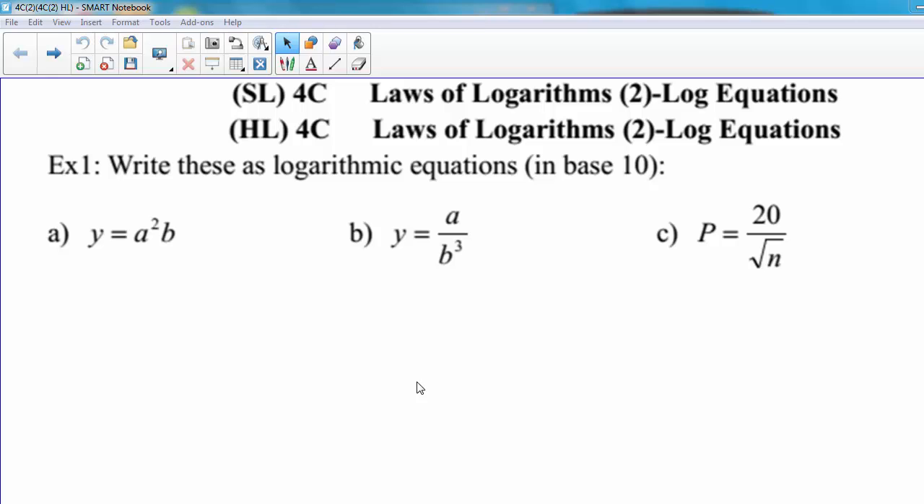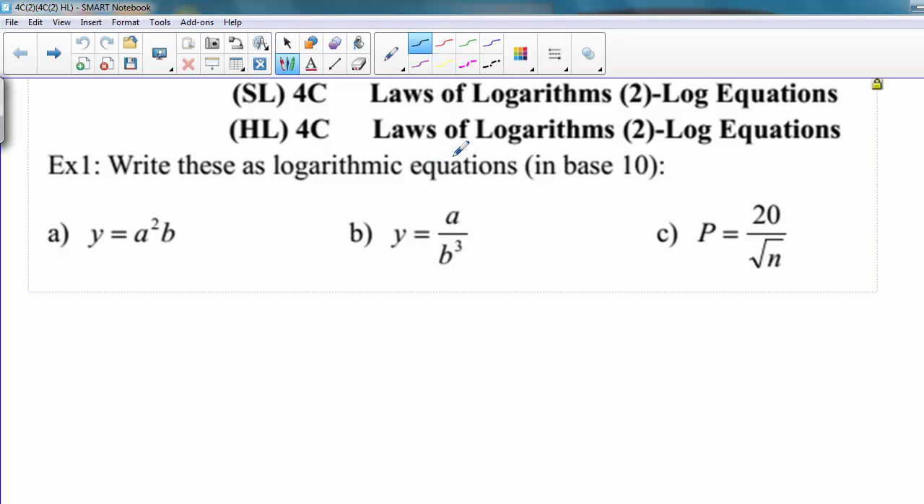Okay, IB11s, let's continue 4C, laws of logarithms, the second part. In the first part of 4C, we have already introduced 4 laws of logarithms. Those 4 laws are product law, quotient law, power law, and the root law. So right now, in this section, we will apply all those 4 laws to solve log equations. Let's look at the first example.